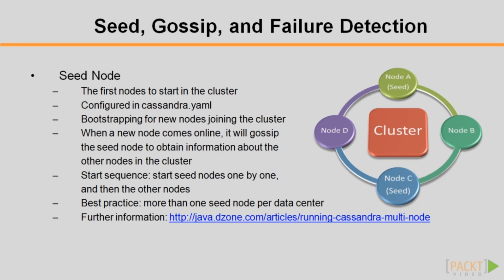They facilitate the bootstrapping process for new nodes joining the cluster, such that when a new node comes online, it will talk to the seed node to obtain information about the other nodes in the cluster. This talking mechanism is called gossip. And so, we need to start the seed nodes one by one and then the remaining non-seed nodes. The best practice is to have more than one seed node per data center.